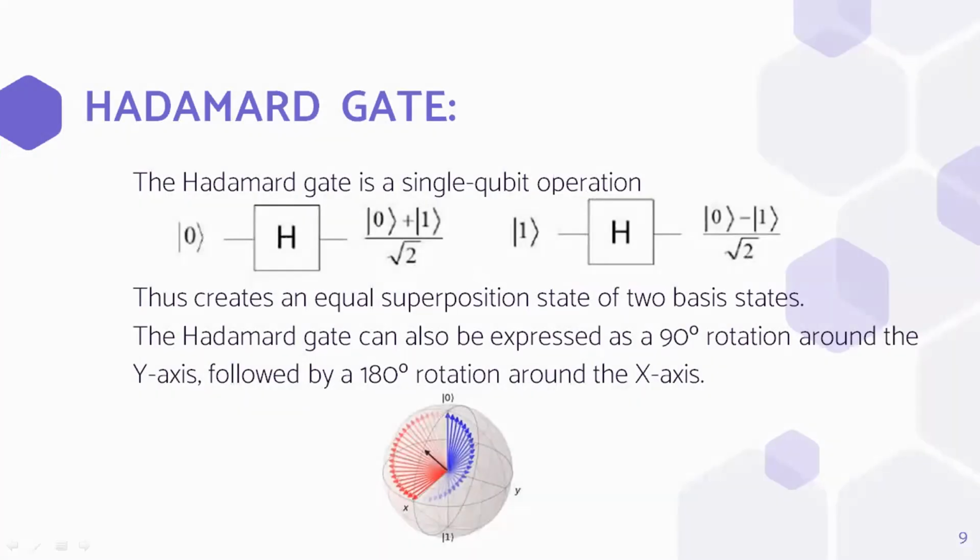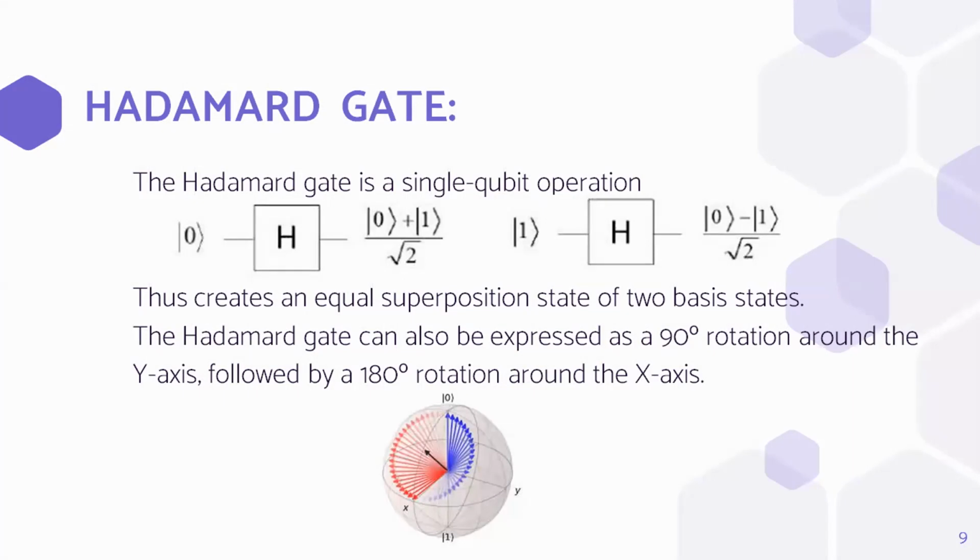So the next gate is the Hadamard gate. The Hadamard gate is a single qubit operation, and all the gates that we saw before this are single qubit operations. What I mean by single qubit is that we can put this gate on one qubit. We don't necessarily need two qubits for it.